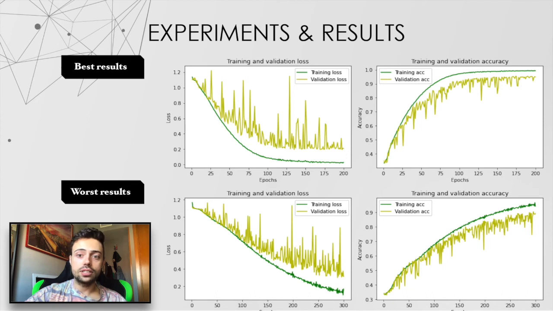And we can also see how the validation graphs oscillate with a higher amplitude than the training graph.